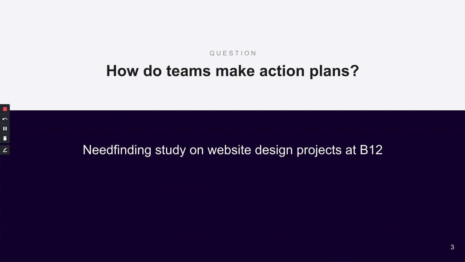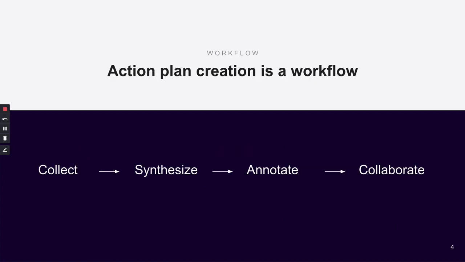We conducted a need-finding study to understand the process of plan creation for website design projects at B12. We found that action plan creation is a multi-step iterative process. Project managers need to collect requirements, synthesize them into action plans, and annotate the tasks with owners and priorities. Collaborators then iterate over the plan. We observed challenges at every step of this workflow.